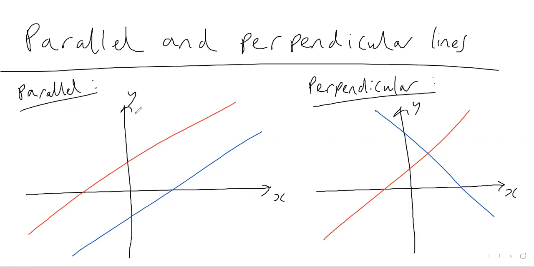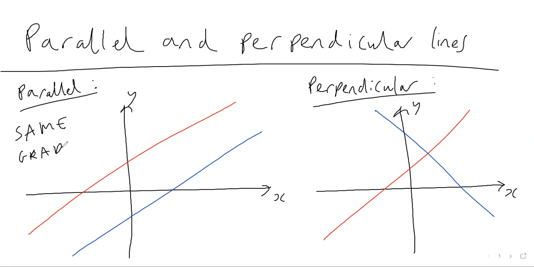So the key thing to bear in mind before we do any work is the difference between parallel and perpendicular lines. A parallel line is something like this in this first diagram here. Parallel lines are lines that have the same direction. In other words, they have the same gradient. So the key point is that parallel lines have the same gradient.